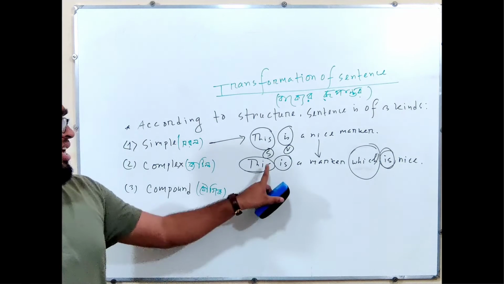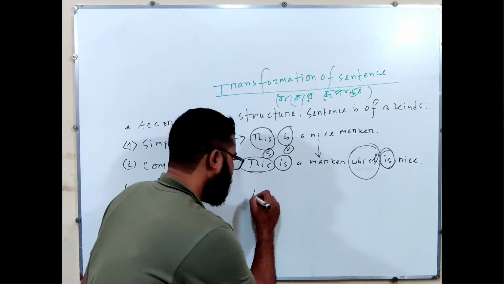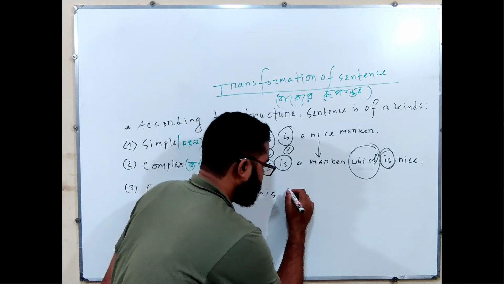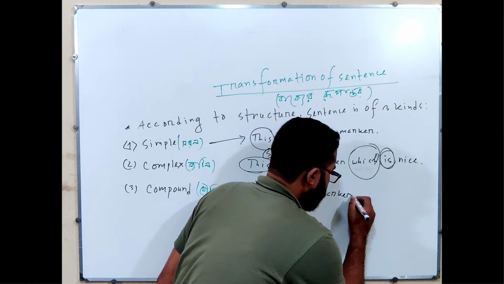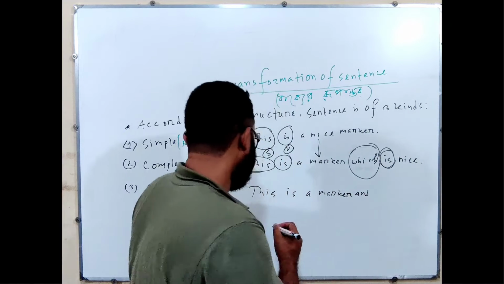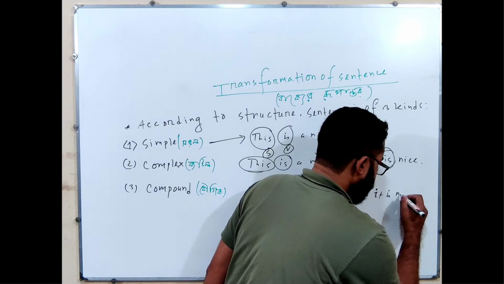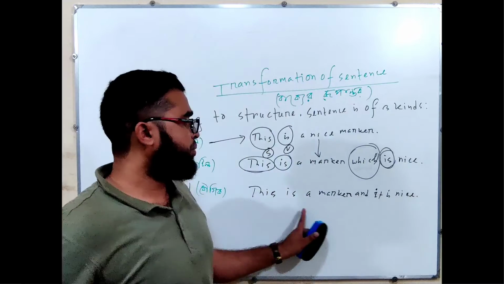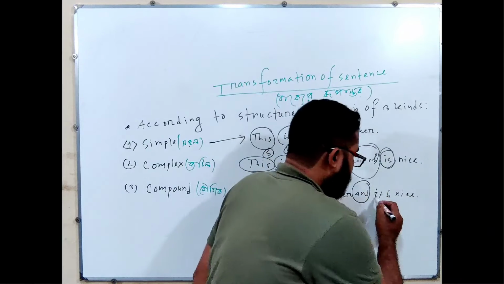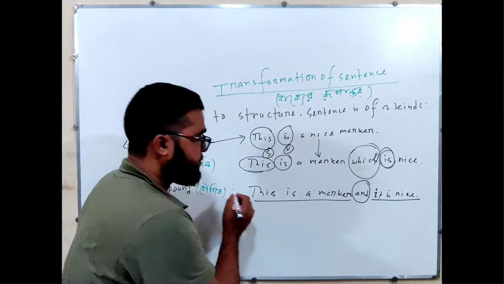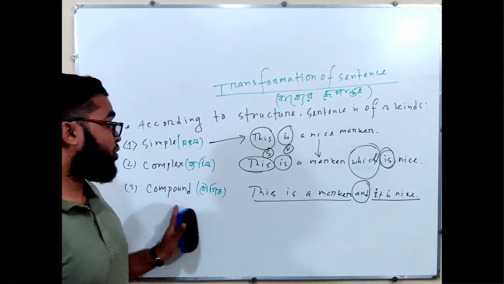Okay, let's talk about compound sentence. What is compound sentence? You can make this sentence compound very simply. You can say this is a marker and it is nice. So look at this. This time these two clauses, this clause and this clause, are connected by and. You understand? This is connected by and. That's why this is called compound sentence.